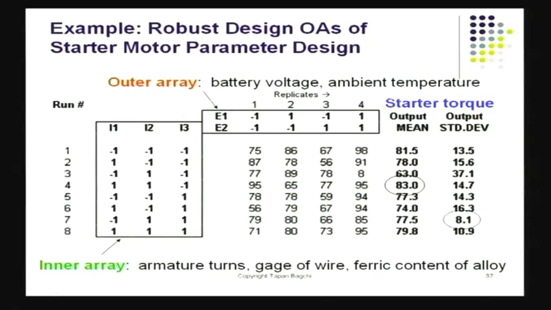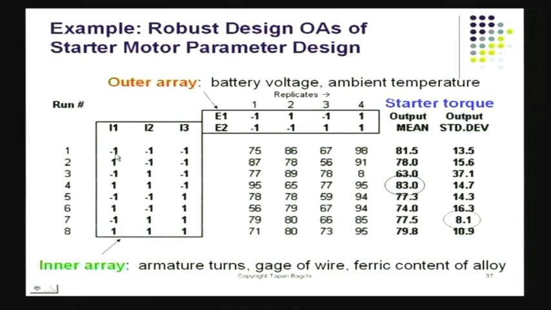They wanted to reach a good starter motor design. And as far as the environment was concerned, battery voltage would be one, which could be at two levels, low and high, and ambient temperature also would be low and high. Then they built one prototype which was at low level of I1.